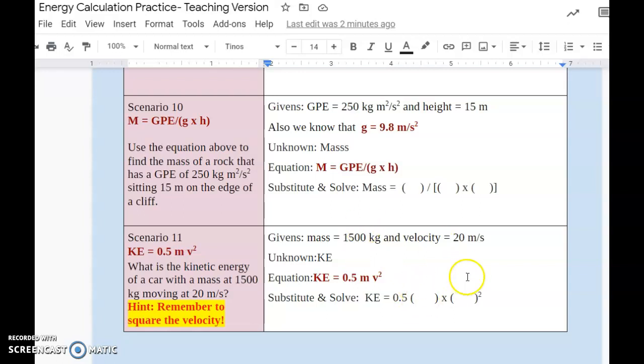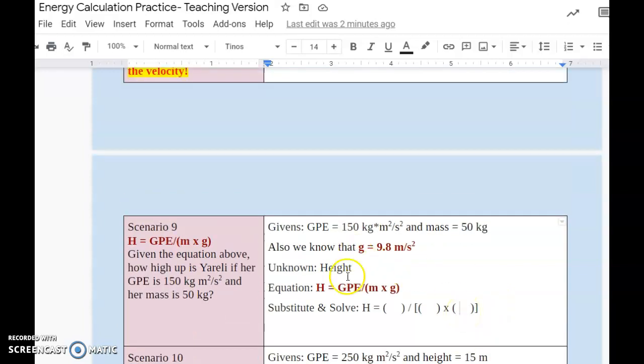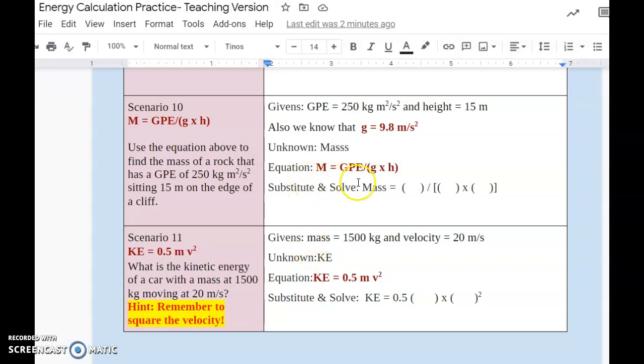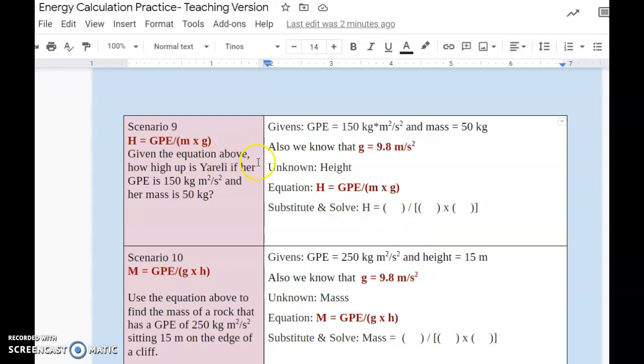And the unit for all this would just be joule if it's looking for energy, like the first two. But if it's looking for mass, you need to remember the unit at the end should be kilogram. And if it's looking for height, the unit should be meter.